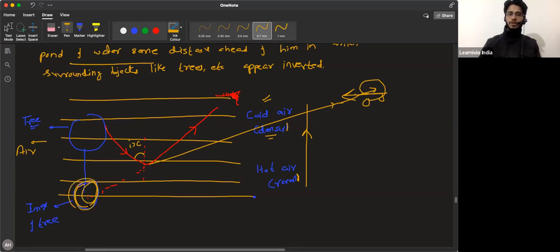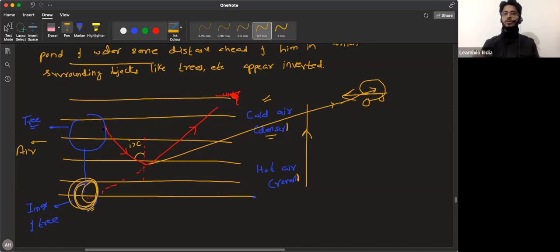You'll observe this image on the ground. When you observe that image of a tree on the ground, it seems like there is some water in which its reflection is there. Your brain takes it in this way. You're traveling on a highway, you see the image of a tree on the ground. So your brain takes it that there is some water on the ground on which the reflection of the trees is there.